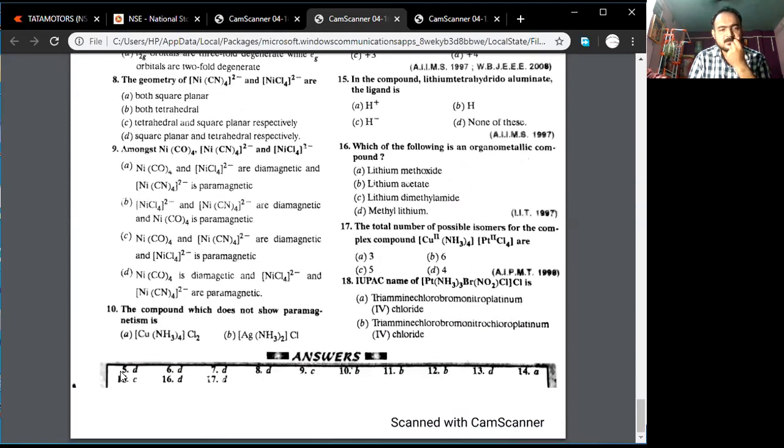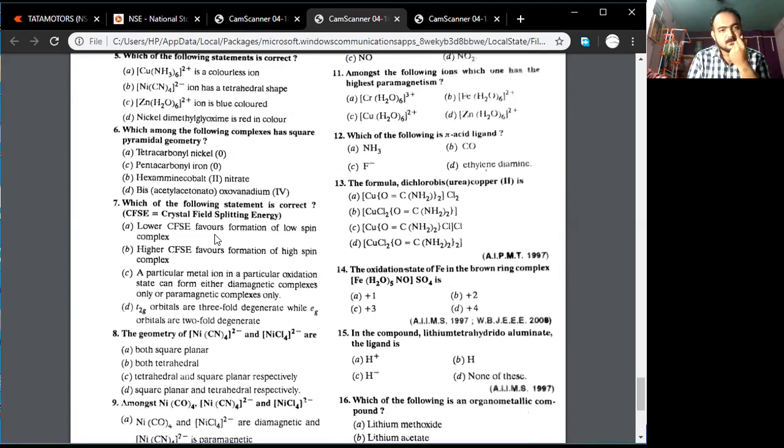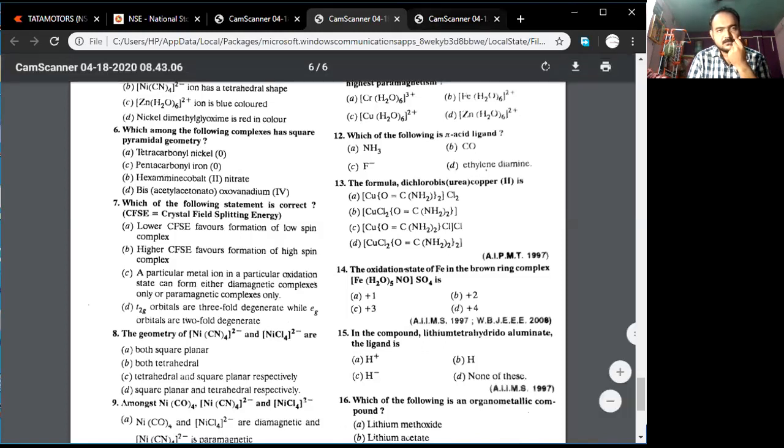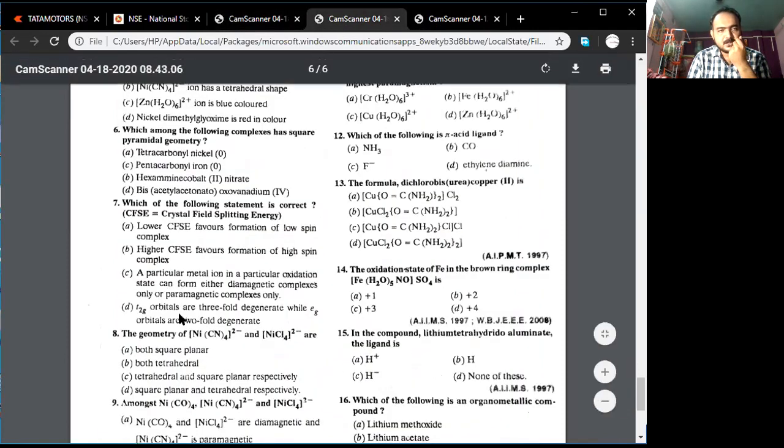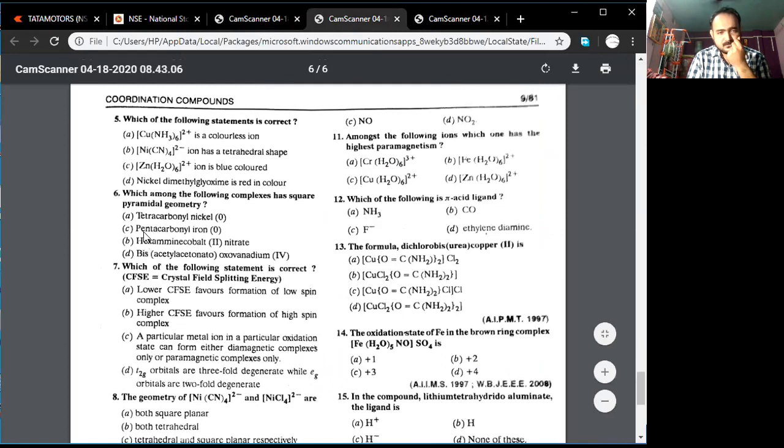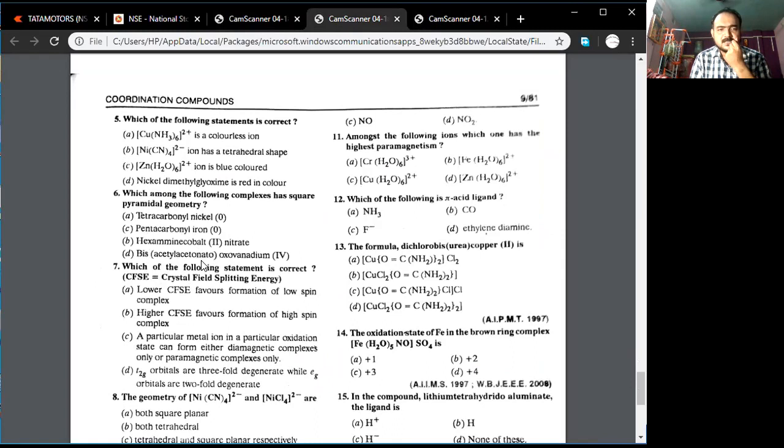So you can see here 5 has the answer D. The next one. Which among the following complexes has a square planar geometry? You can see here. Now you can see which one has a square planar geometry. Now you can see here acetylacetonato is a chelating ligand. So oxovanadium acetylacetonato is a chelating ligand. So it will form a two-dimensional compound. That's why this acetylacetonato complex is a square planar complex.